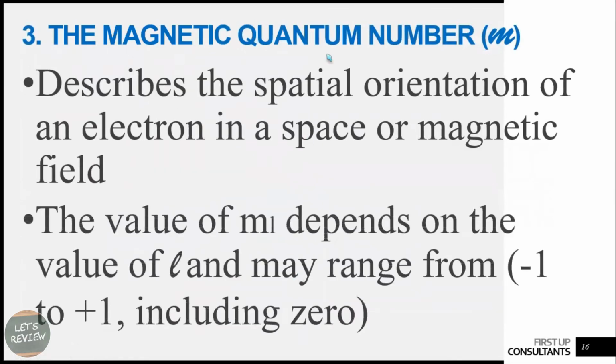The third one is called the magnetic quantum number, or small letter m. It describes the spatial orientation of the electron in space or the magnetic field. The value of this magnetic quantum number depends on the value of the azimuthal and may range from -1 to +1, including 0. So again, the value may range from -1, 0, +1. That is for the magnetic quantum number.